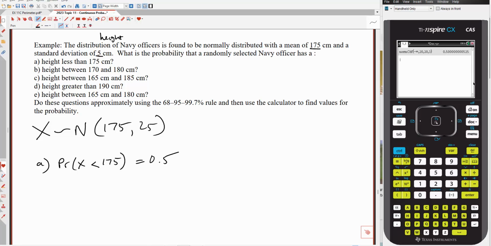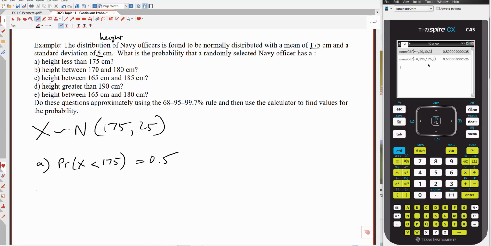But let's do that, and here it is again. So norm CDF. Lower bound is -infinity. The upper bound, we're going all the way up to 175 in this case, with a mean of 175 and a standard deviation of 5. All right, and same thing is confirmed as the previous distribution, so 0.5.